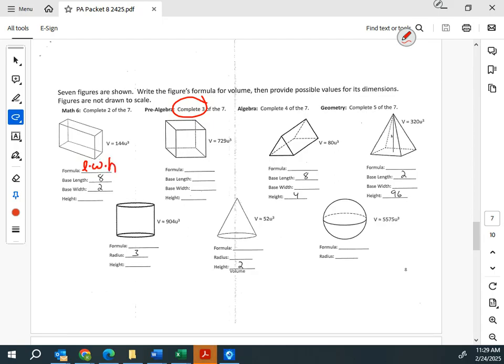For the rectangular prism, it is length times width times height. So we know 144 equals length times width times height. We know the length is 8, the height is 2. We want to find that height. How do I get the height by itself? What math do I have to do?